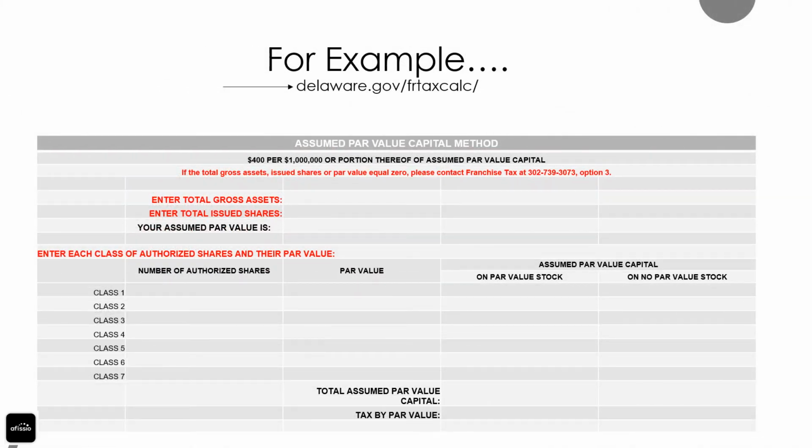This calculation spreadsheet is provided by the Delaware Secretary of State at the web address you see here. This gets kind of technical, so stay with me. Starting with your total gross assets, we'll use $50,000 for this amount. Then add in the total issued shares of capital stock. This includes common and preferred stock. This calculator will automatically divide the assets into the shares to determine your assumed par value.